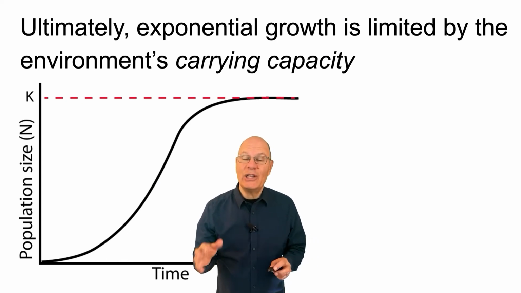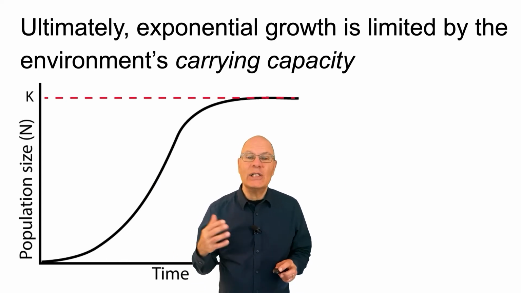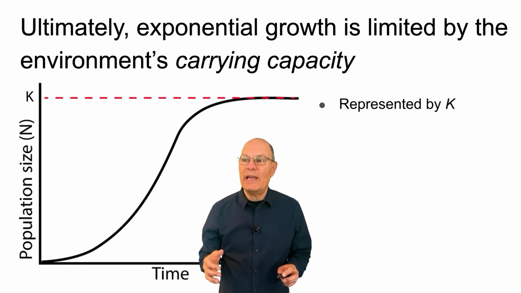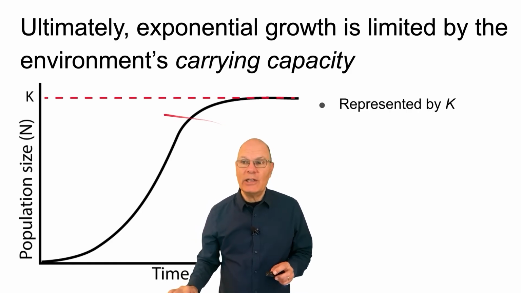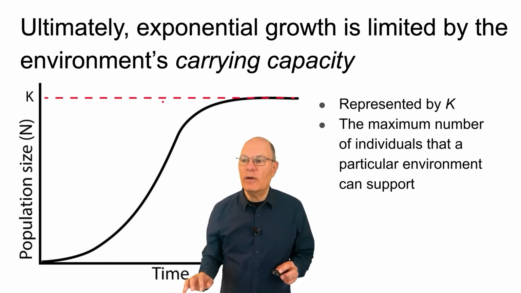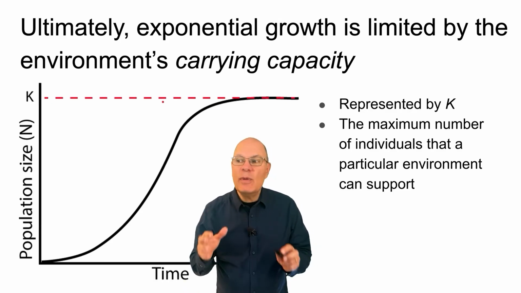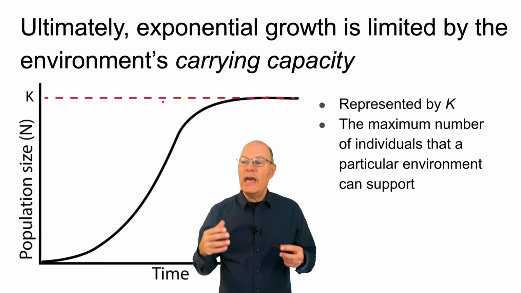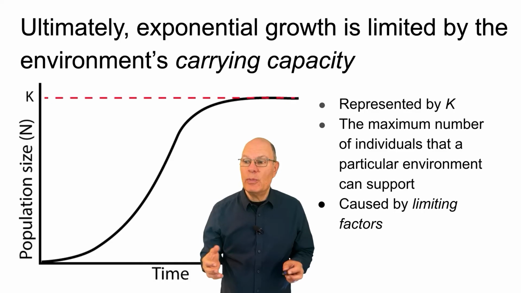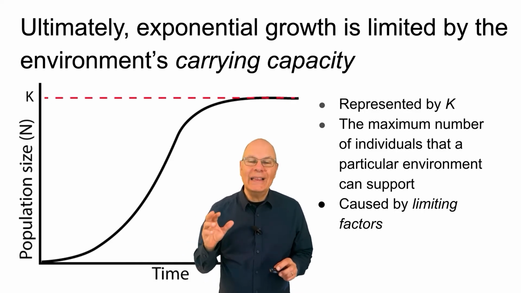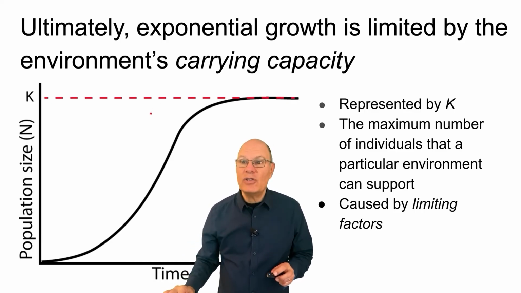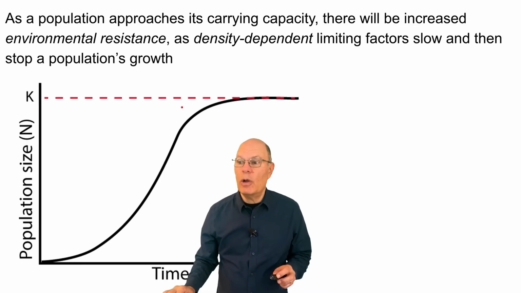Exponential growth can't continue forever, and ultimately it's limited by the environment's carrying capacity. That's represented by the letter K. It's this dotted red line over here, and it's the maximum number of individuals that a particular environment can support. It's caused by limiting factors, factors that limit population growth.